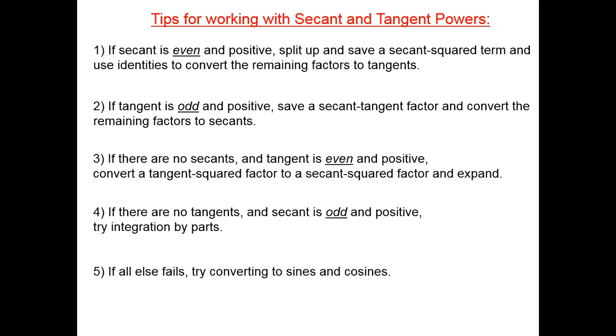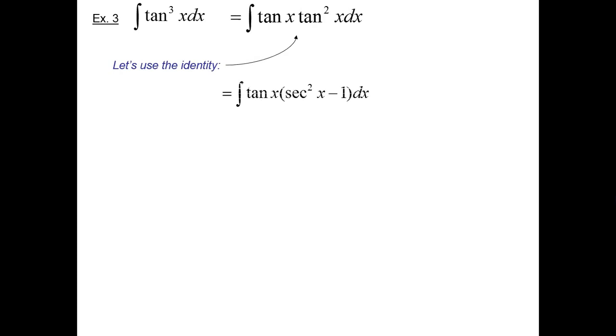Okay, let's look at an example with just an odd tangent power. So here we have the integral of tangent cubed x. What I'm going to do here is change this to tangent x times tan squared x. And then I'm going to use the identity for tan squared x and make that secant squared minus 1.